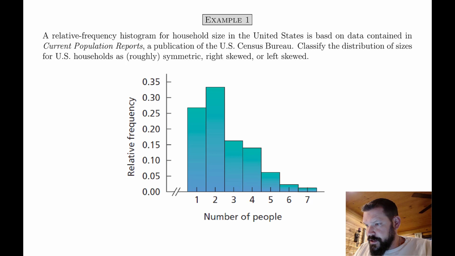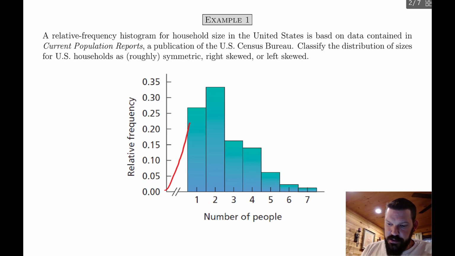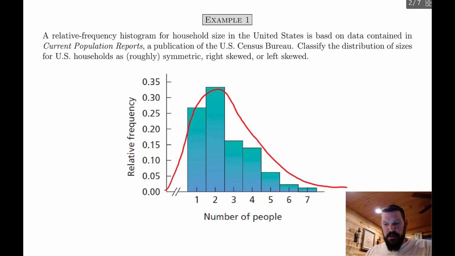So let me choose a color that will show up. I'm going to go with red. If I match a curve to this graph, starting here at the origin, we have a unimodal peak, and then everything starts to taper off as the number of people in a household gets larger.